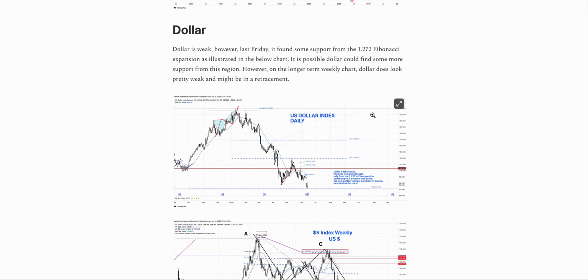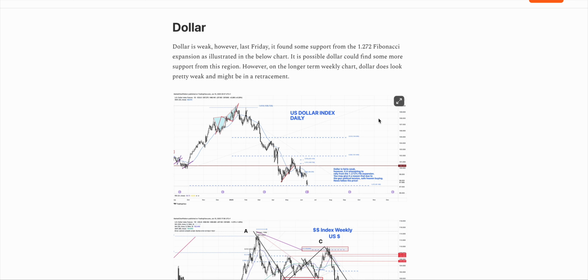Now let's move on to the dollar. So the interesting thing about the dollar is that it's actually quite weak, but it found support from this 1.272 expansion of this entire range, going back to October of 2024 to the highs which came in. You can say that the reason was perhaps safe haven buying because of the geopolitical risks rising, whatever the reason might be. We just look at technicals. It was the 1.27 Fibonacci expansion, so it's kind of trying to hold in there.